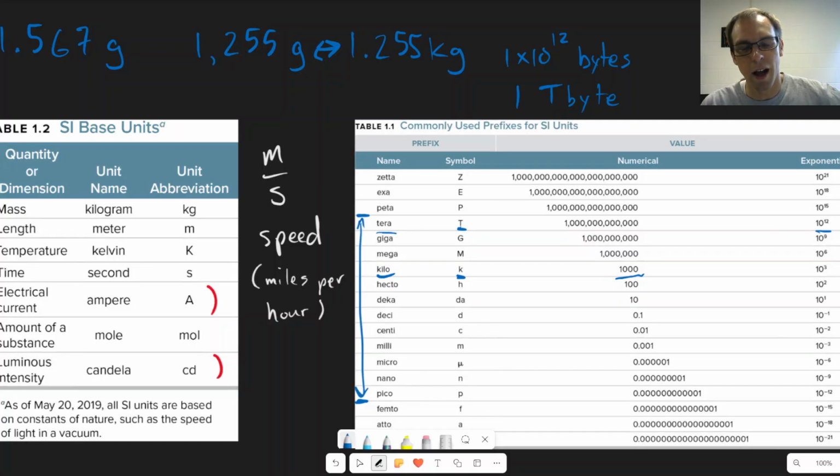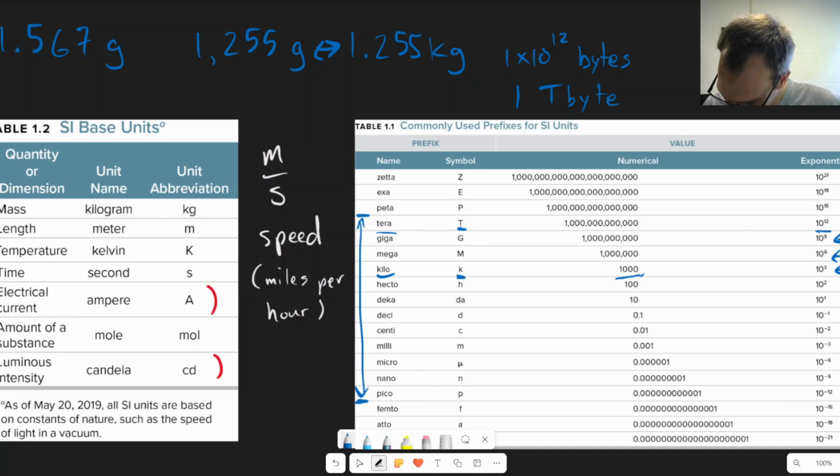Most of these go by factors of 3 powers of 10. So our regular unit just has nothing in front of it. And then if we go up by 1,000 times, we get to kilo. 1,000,000 times, we get to mega. 1,000,000,000 times, we get to giga. So each time we add 3 zeros. And same thing going down.